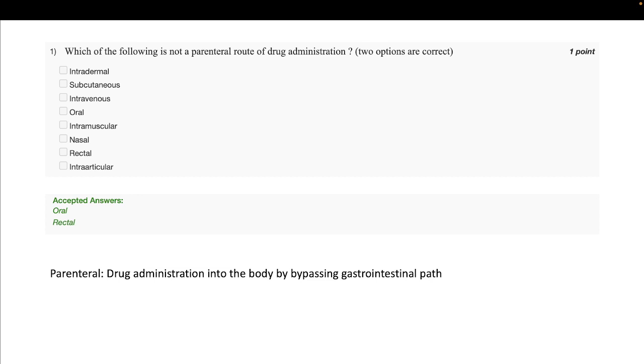Parenteral essentially means the route where your drug administration into the body is done by bypassing the gastrointestinal path. So all of the rest of the options, intradermal, subcutaneous, intravenous, intramuscular, nasal and intra-articular, all of them will bypass your gastrointestinal path. Only the drugs that are administered through the oral or rectal route have to pass through the gastrointestinal path. Is this clear?